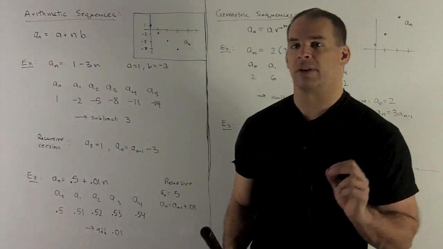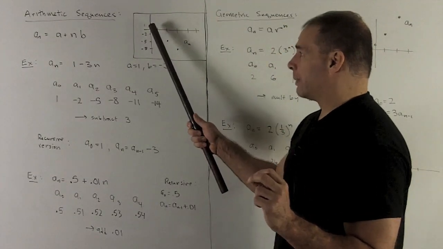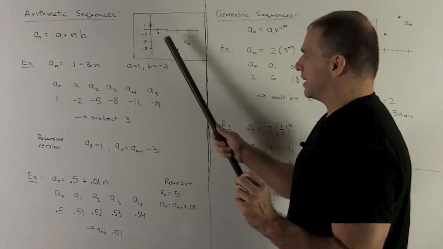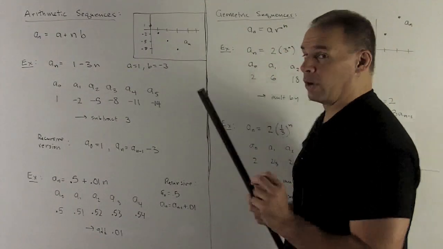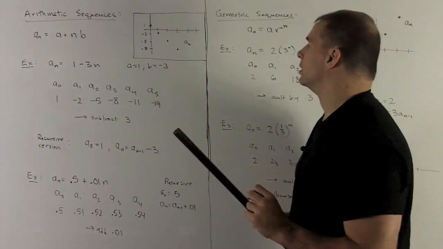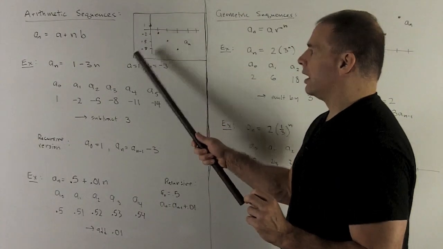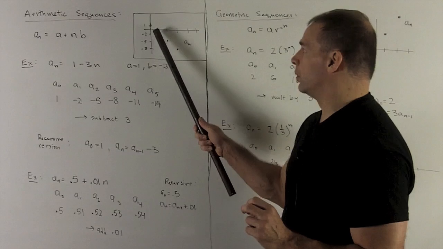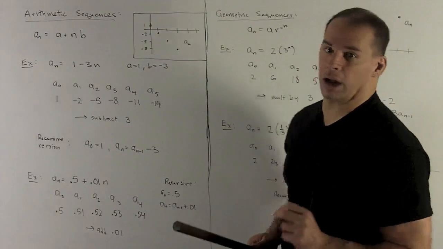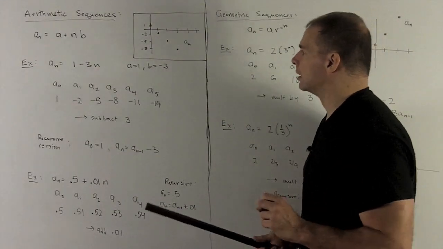If we want to look at a picture of this, our arithmetic sequences are going to look like basically a bunch of dots that live on a straight line. So here it's going to start at 1, and then we'll note the next point is minus 2, and then you just connect the dots, or unconnect them as the case may be.